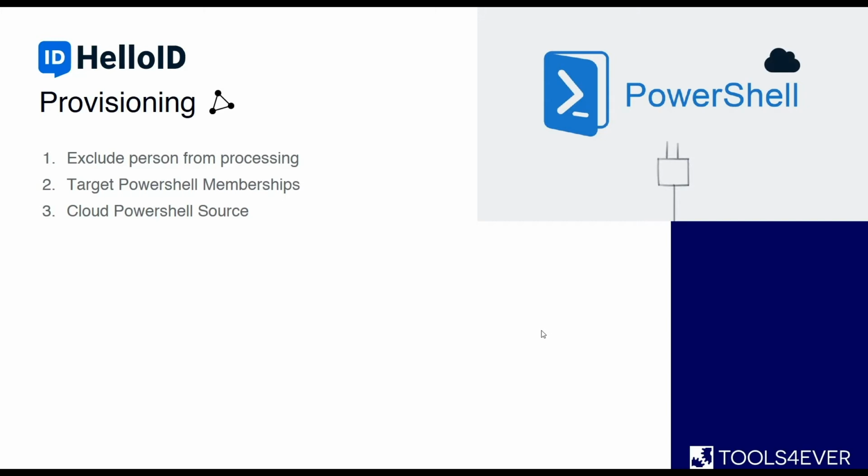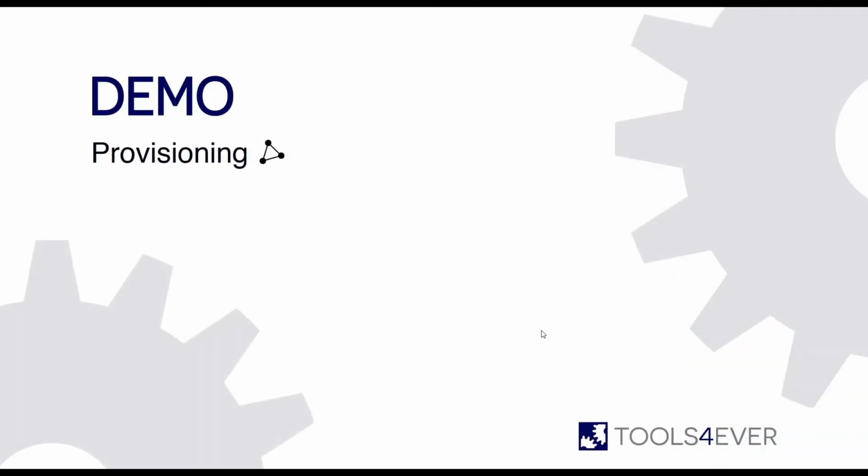The last new option is that we now have Cloud PowerShell as a source system option. Before, you always needed an agent running on a local member server, but now this is not necessary because it's running in the HelloID Cloud environment. You don't need an agent anymore to retrieve data from the source system. Let's demo these new functionalities.